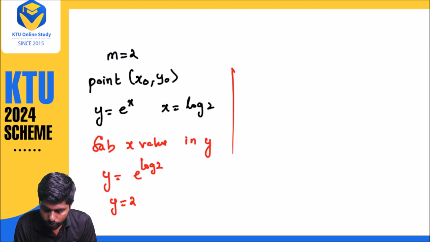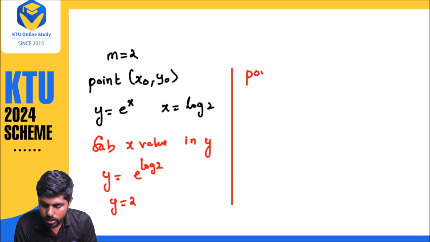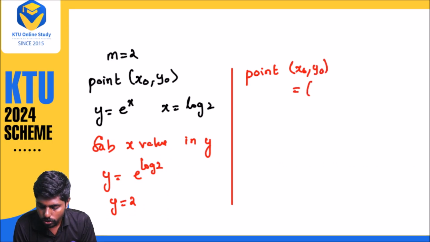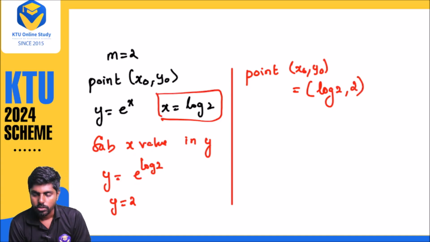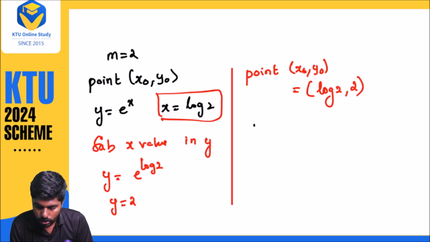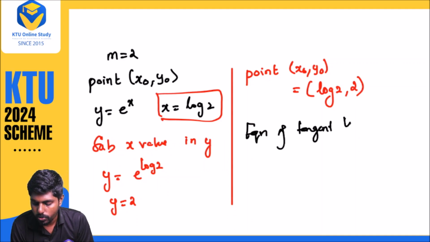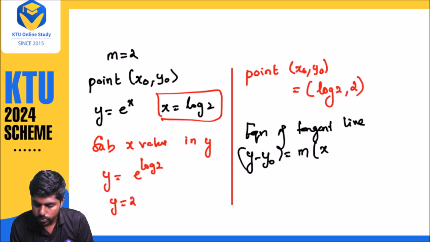So what is the point we are getting? Our point x naught comma y naught: x is equal to log 2, they have given, and y naught we are getting as 2. So our point is log 2 comma 2. So what is the equation of tangent line? Equation of tangent line is y minus y naught is equal to m into x minus x naught.